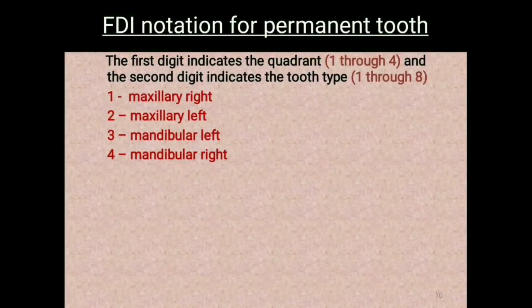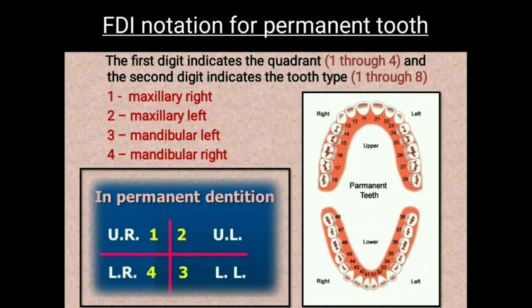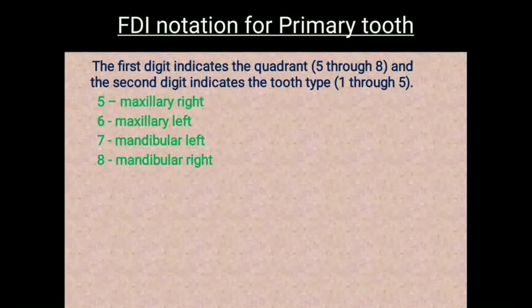As we saw, it is a 2-digit system. The first digit indicates the quadrant of the tooth, and the second digit indicates the specific tooth from the midline. Number 1 shows the maxillary right quadrant, number 2 the maxillary left quadrant, number 3 the mandibular left quadrant, and number 4 the mandibular right quadrant, and the specific tooth from the midline, as we saw in the Zsigmondy-Palmer tooth numbering system. So this makes the 2-digit system of FDI. For primary teeth, instead of using 1 to 4 for the quadrant, we will use numbers 5 to 8.